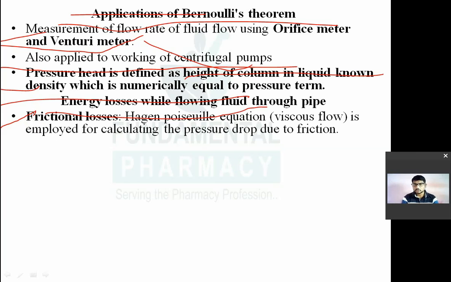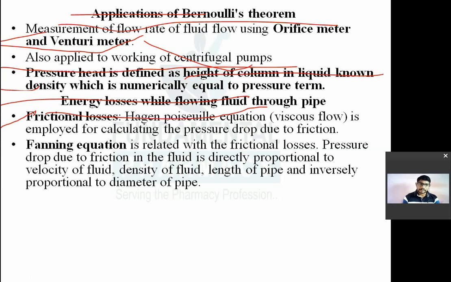So the pressure that is decreasing there because of friction, pressure drop means decrease in the pressure due to friction between the fluid and the wall of pipe. That also can be calculated by Hagen-Poiseuille's equation. Then another equation is there known as the Fanning equation. The Fanning equation is related to frictional losses in the fluid flow.